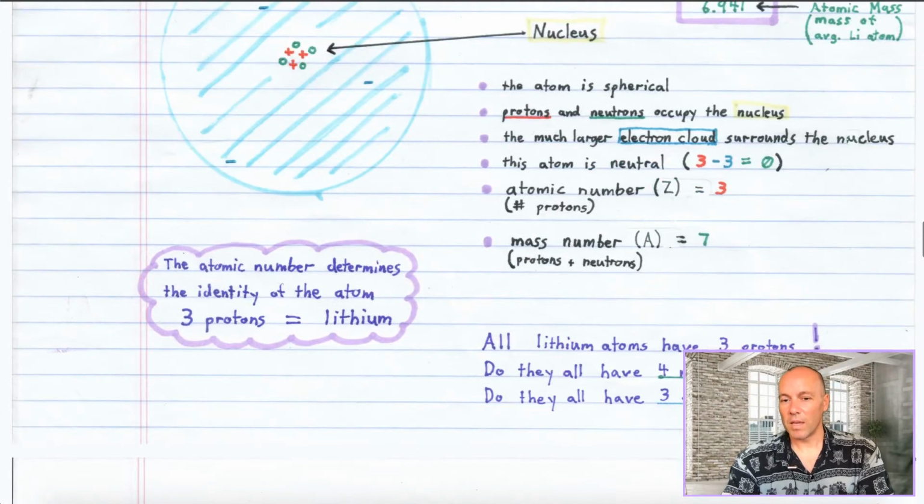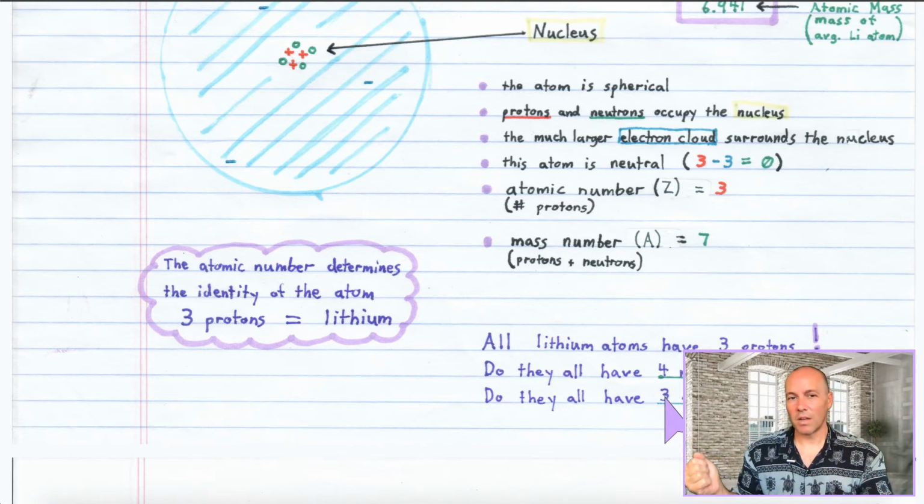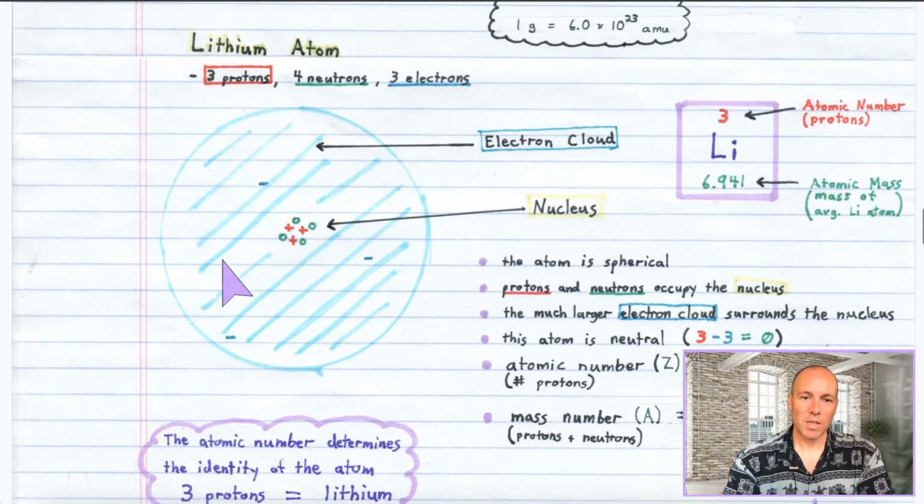Well, the answer to these two questions is pretty much no. All lithium atoms have 3 protons, but the number of neutrons can vary in general for an atom. And the electrons, sometimes you can lose an electron, and sometimes you can gain an electron. So this lithium atom can lose one of its electrons. It can gain an extra electron.